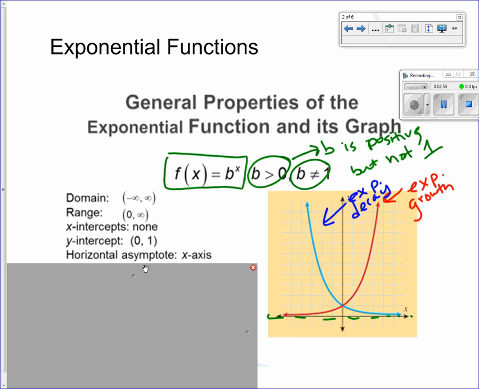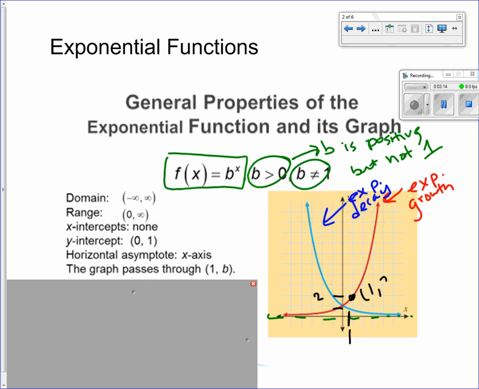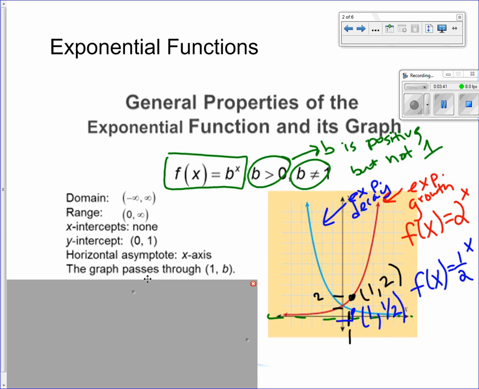Something else interesting about these graphs is they go through a special point, (1, b). If we look at the graph in red and go over to 1 on the x-axis, that output is 2. So that tells us that b, the base, is 2. That means the red graph is the function 2 to the x power. Similarly, for the blue graph, if we go over to 1 on the x-axis and then up, we can see that is at (1, 1/2). So the b value is 1/2, and the blue function is 1/2 to the x power.